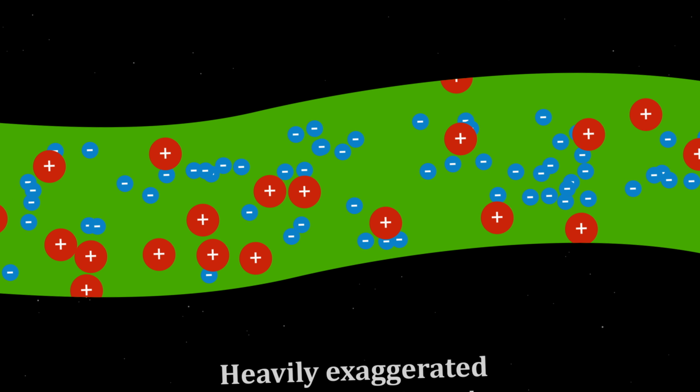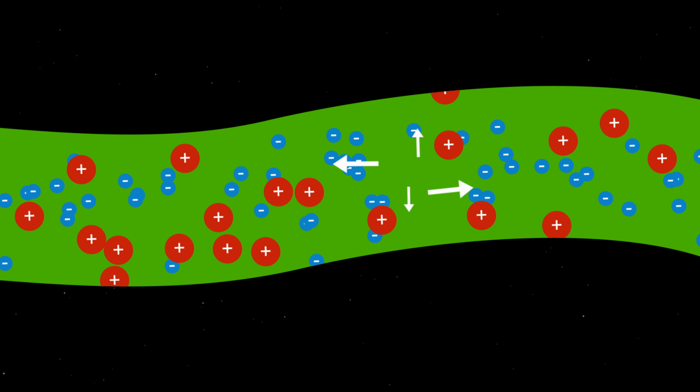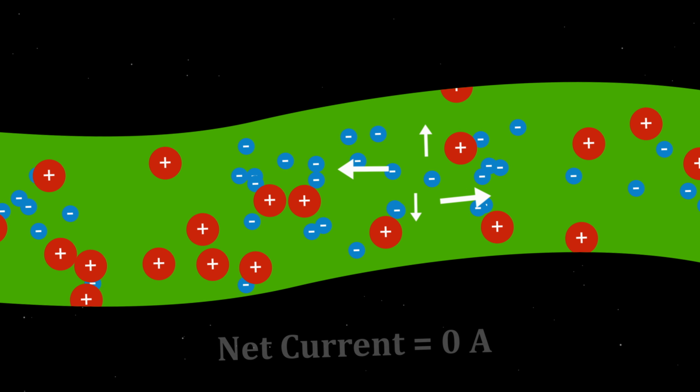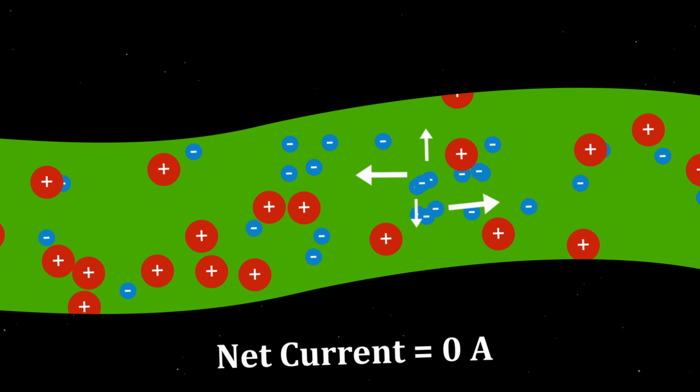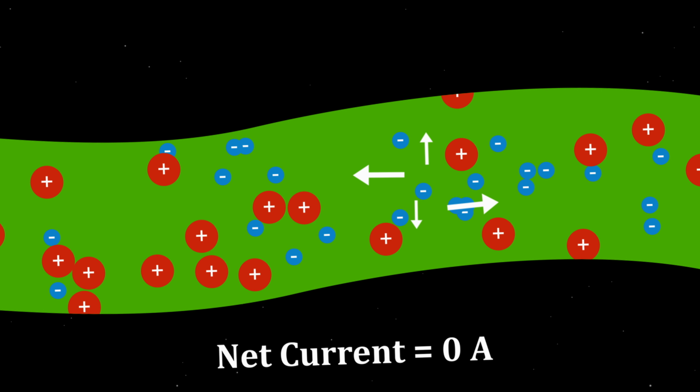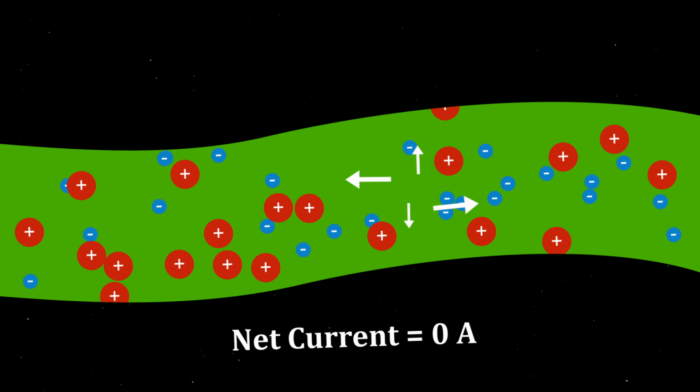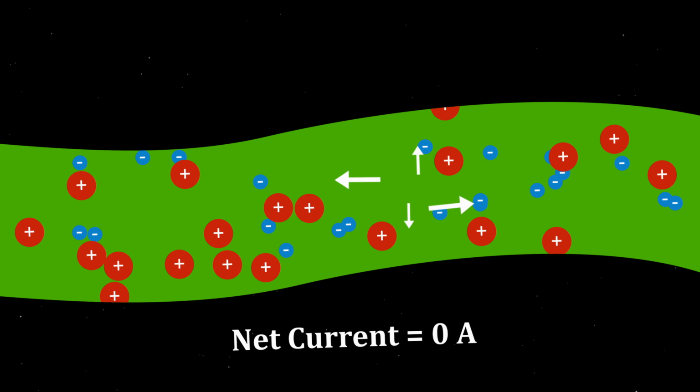Even though there are a lot of free electrons in the wire, just because they are not coherently moving in one direction, the overall effect of the electrons becomes zero. So because of the randomness of electrons, there is no current produced inside the wire. This is the reason why conductors don't spontaneously produce current.